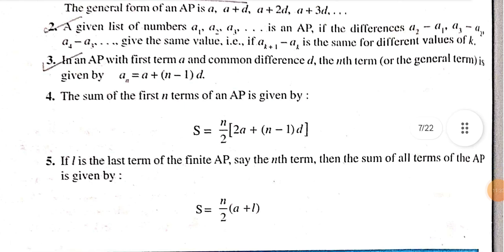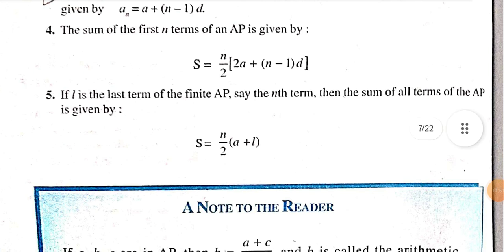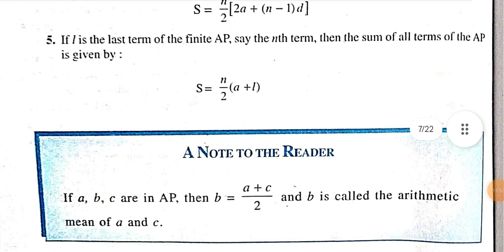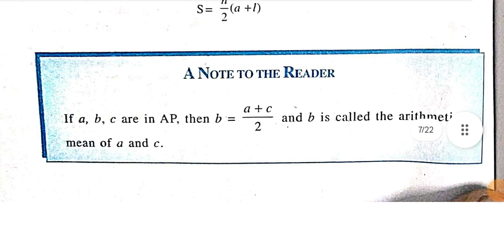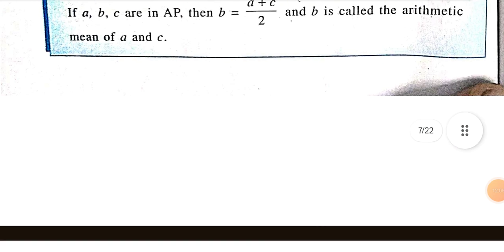4. The sum of the first n terms of an AP is given by S is equal to n by 2 into (2a plus (n minus 1) d). 5. If l is the last term of a finite AP, say the nth term, then the sum of all terms of the AP is given by S is equal to n by 2 (a plus l). A note to the reader. If a, b, c are in AP, then b is equal to (a plus c) by 2, and b is called the arithmetic mean of a and c.